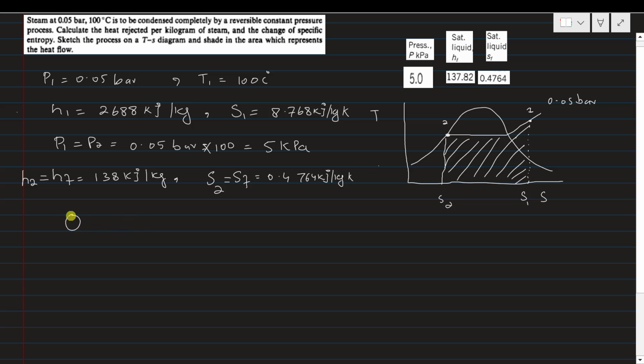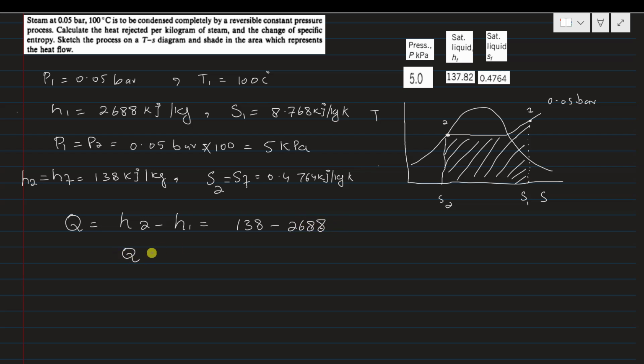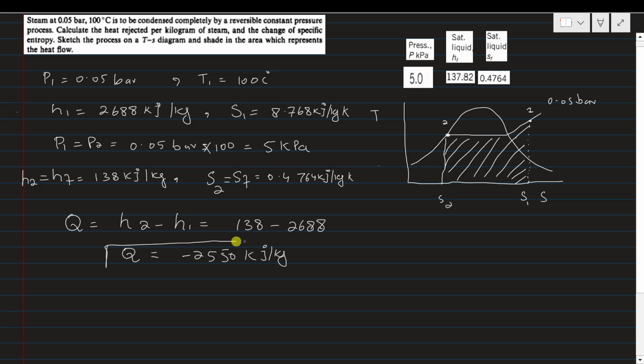Now the heat rejection that takes place is equal to H2 minus H1. H2 is 138 minus H1, that is 2688. When you subtract, you get the heat rejected, that is minus 2550 kilojoule per kg. This minus sign shows that during condensation heat rejection takes place.